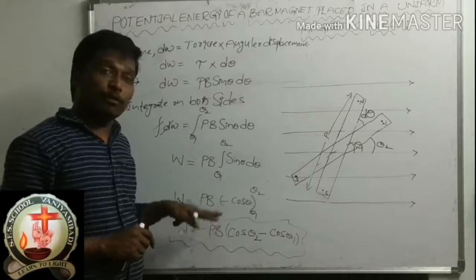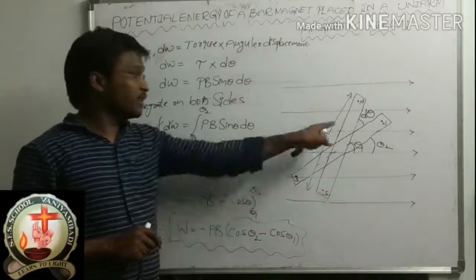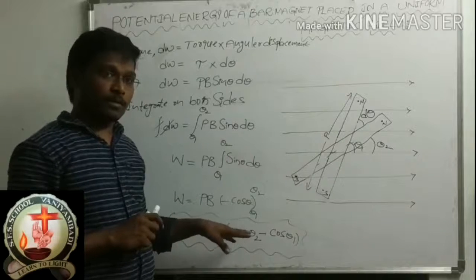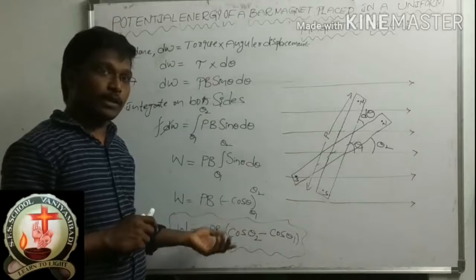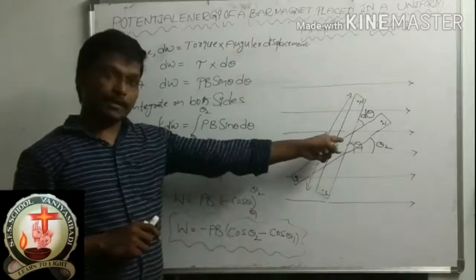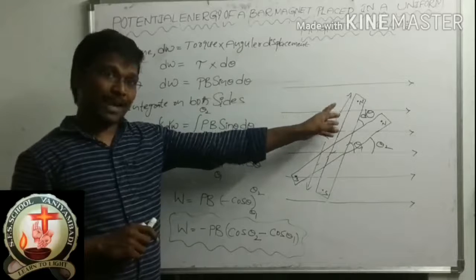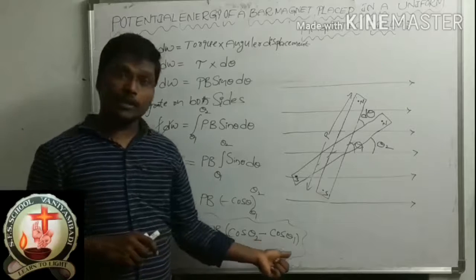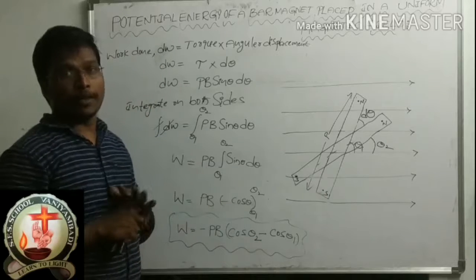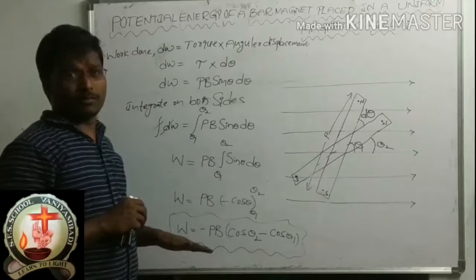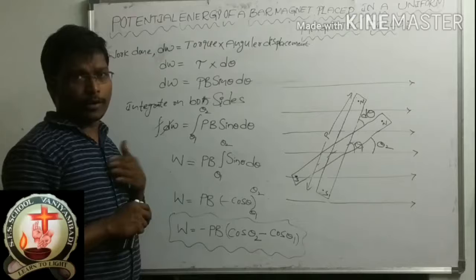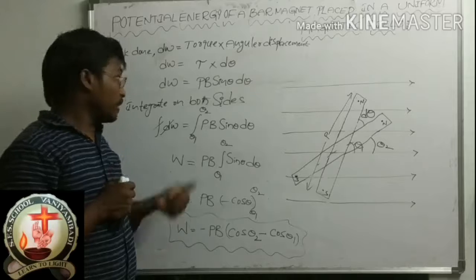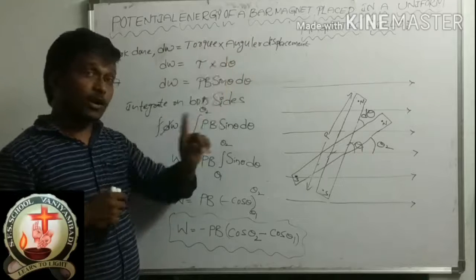This is the expression of the work done by the magnet. Who is doing this work? This magnet. How much work is this magnet doing? This much: work done W is equal to minus PB into cos theta 2 minus cos theta 1. This is the expression of the work done. But we have to find the potential energy, not the work done. We have to find the potential energy of a bar magnet, not the work done of the bar magnet.